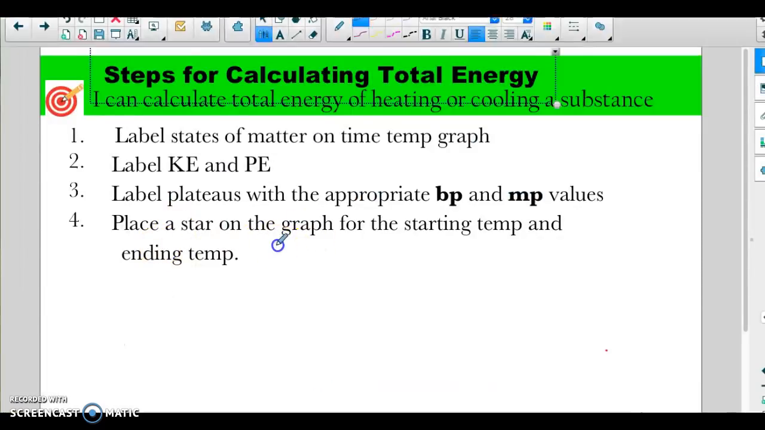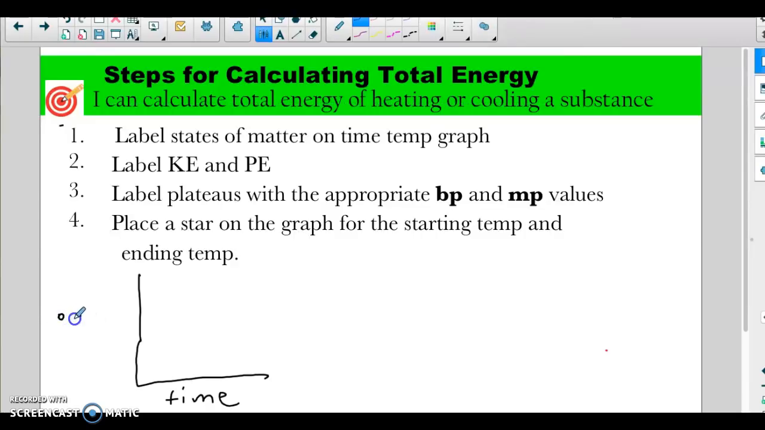So now I just wanted to talk to you in general on how to do these calculations. These are the steps that my brain kind of thinks through when I'm doing these. If you don't already have a drawing of the graph, you would want to sketch it out. And then you're realizing that here would be time as the process progresses, and over here would be temperature in Celsius.